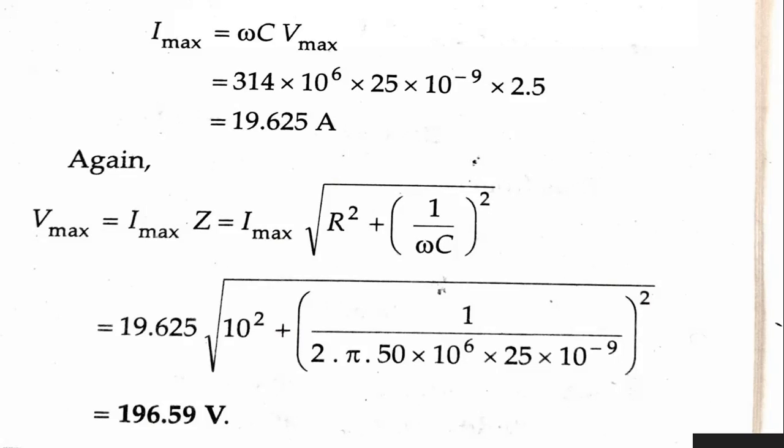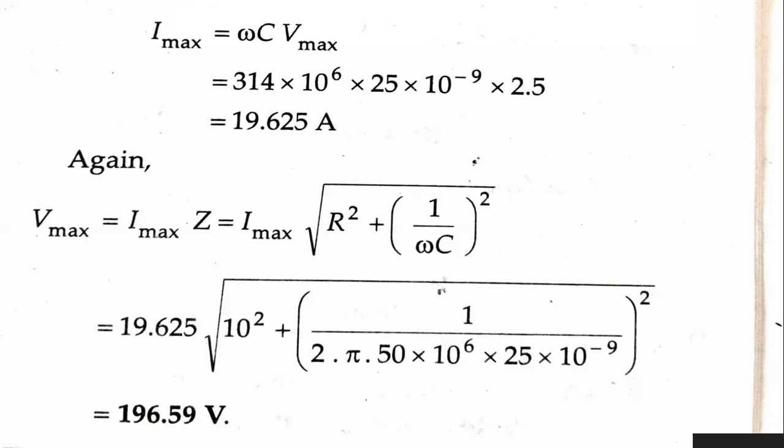Now again, V is equal to IZ, the basic formula. V max is equal to I max into Z. I max will be as it is. How can I get my Z? The alternate formula is Z equal to root of R square plus (1 by omega C) square. Already these things we have done in the previous chapters: how to find Z related to R, to L, and to C. So Z is equal to the root of R square plus (1 by omega C) square.